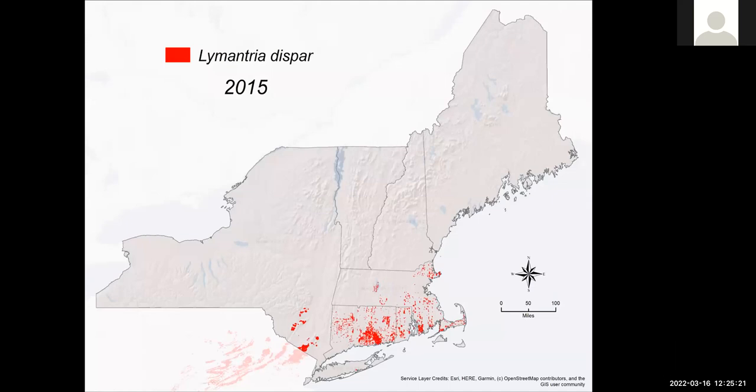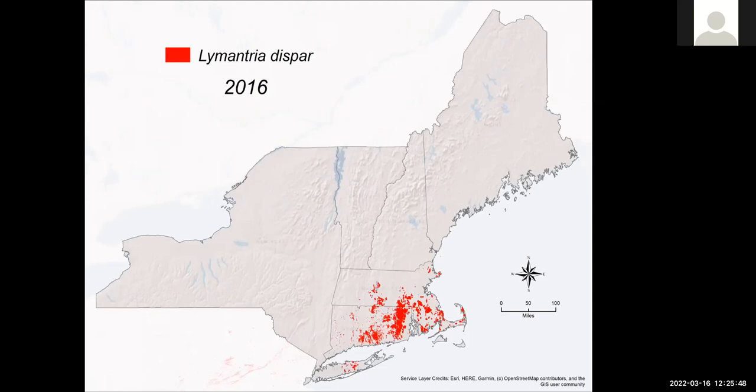2015, all of a sudden we've got a lot more activity, some in New York, but Connecticut, Rhode Island, and then parts of Massachusetts showing signs of defoliation. And this is mapped from the air, so it could be severe defoliation or just enough to catch the aerial surveyor's attention and not be that severe. It's not really broken out this way anyways.